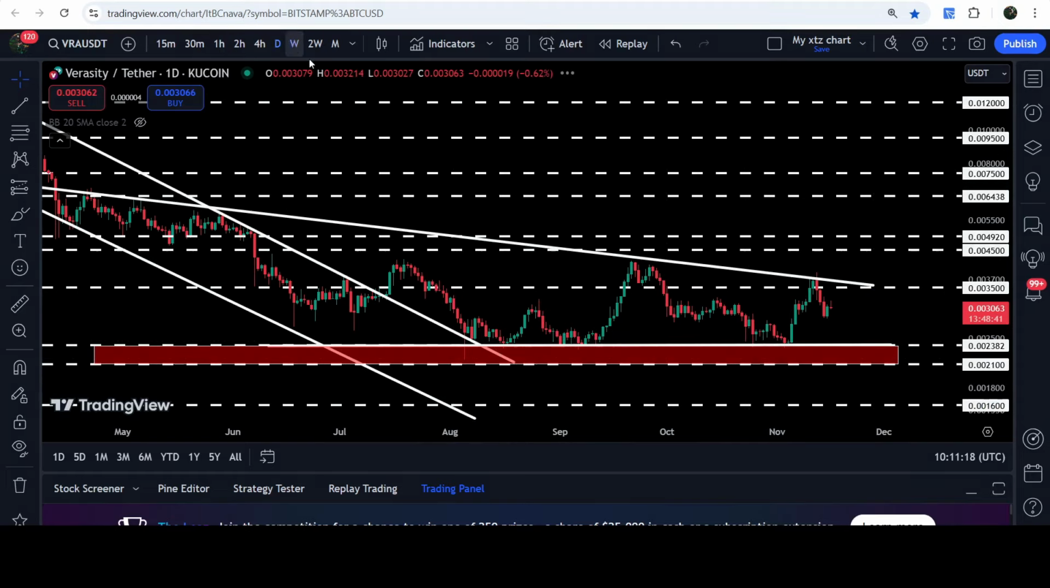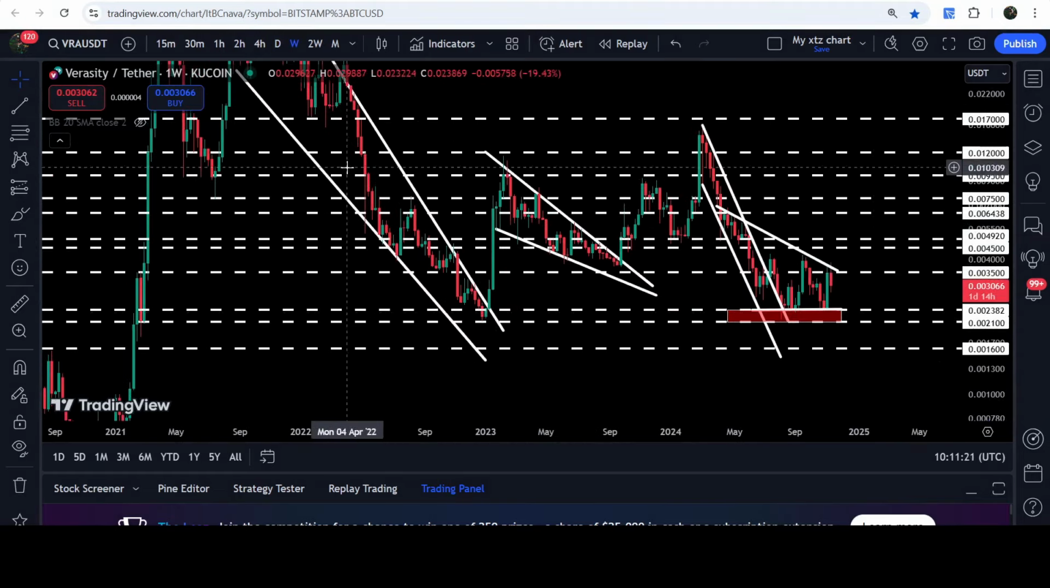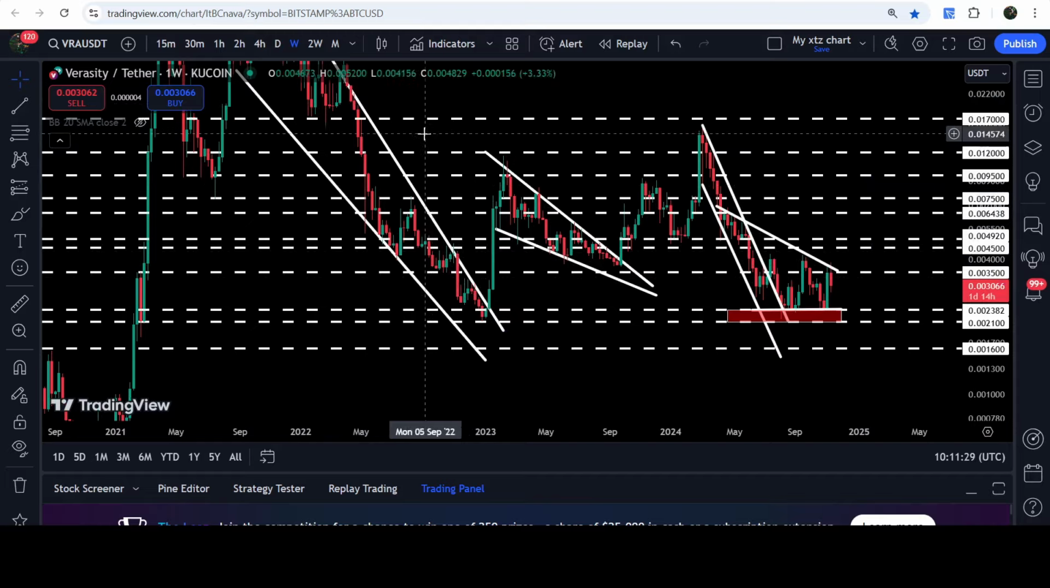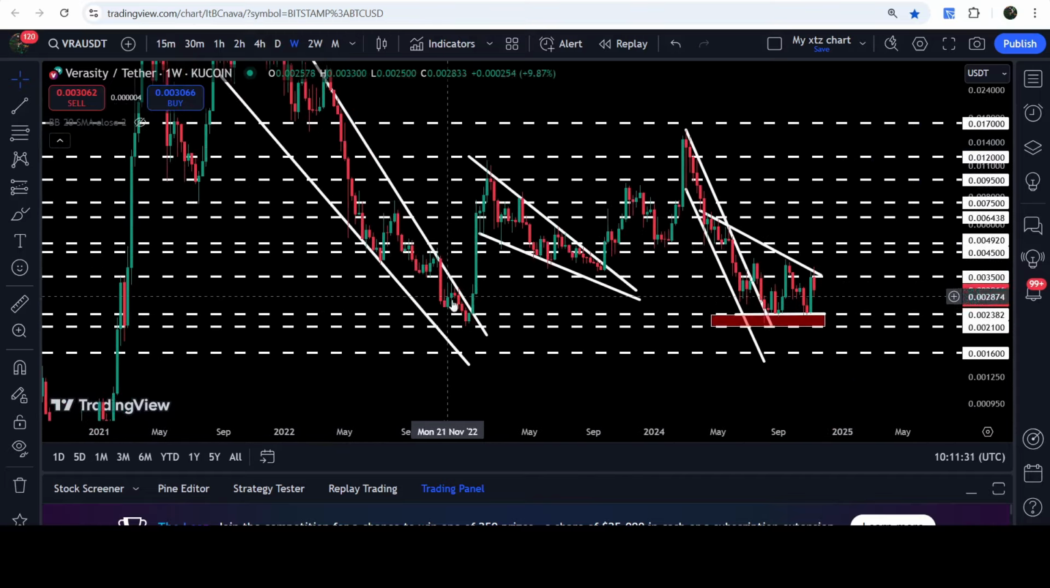If we take a look at the weekly time frame chart, then you can see that this support zone has been previously breaking as support zone here in the month of December 2022, when the price broke out the wedge, a very big falling wedge pattern. And this was also the recent swing low point before the breakout from this falling wedge pattern as well.